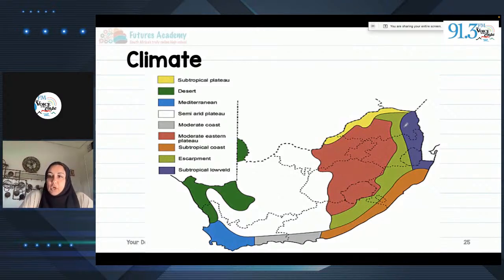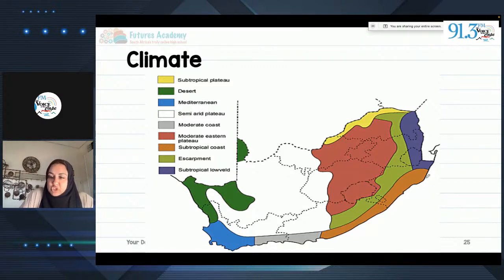So let's start. We're going to start with the purple region here. And the purple region here is what we call a subtropical low veld. That means that this particular area receives rainfall, especially during the summer months of the year, right? And it's a low-lying area. So that means it is much, much more greener as opposed to the areas that are found adjacent to it.